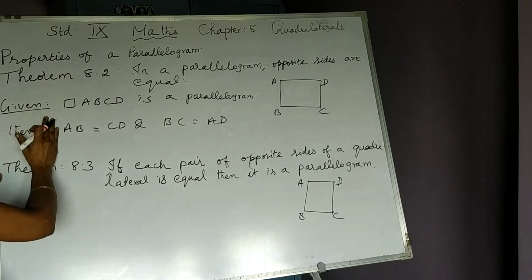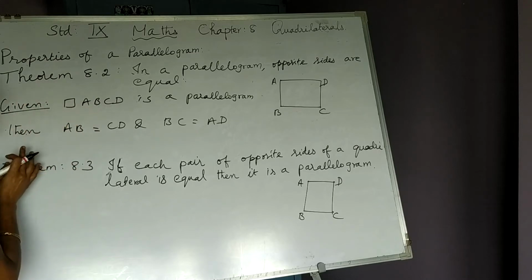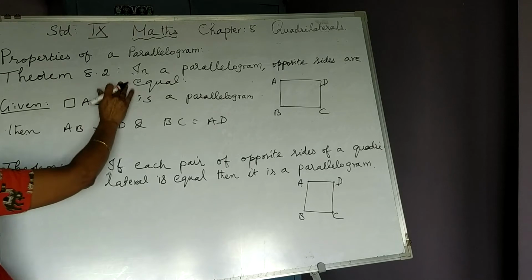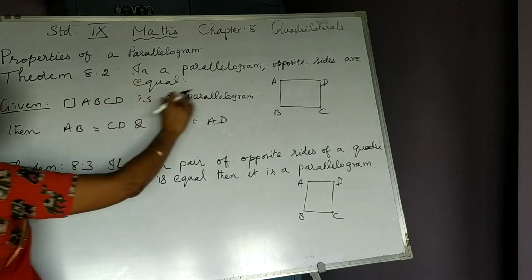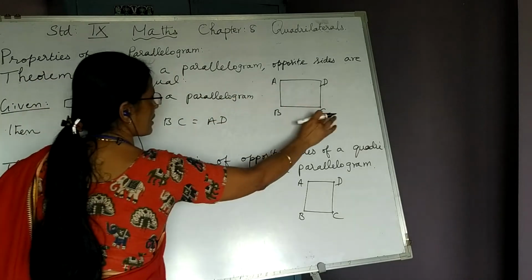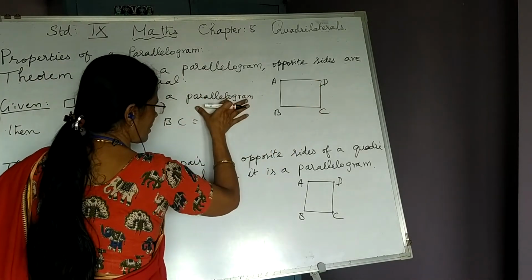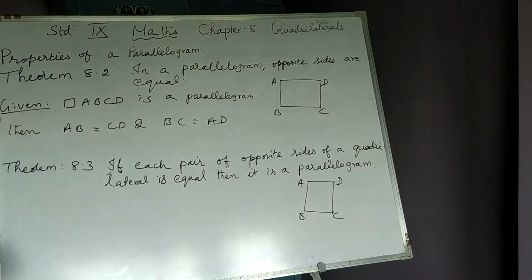This is useful in many questions, many prove that questions. Not only in the 9th standard portion, in 10th also we make use of this property. So properties of a parallelogram are very, very important. Please understand with the statement and the figure drawn. So given ABCD is a parallelogram, if you find it is a parallelogram, definitely opposite sides are equal.